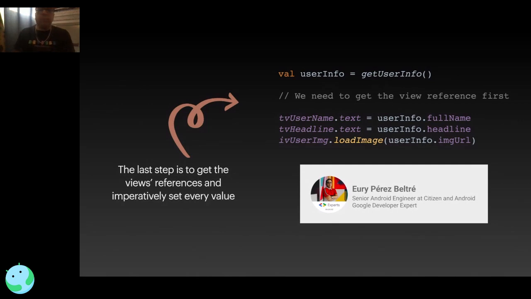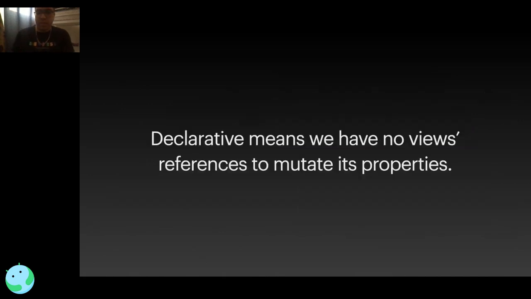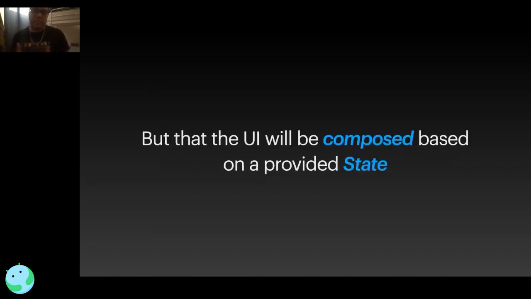With Compose, we use a different approach, as I mentioned before, which is declarative programming. Declarative means that we have no view references to mutate their properties. So in Compose, we don't have any variable that contains a TextView or a Button. So how does it work? The UI will be composed, constructed, but in this context we call it composed, based on a provided state. The state describes how the UI will look.